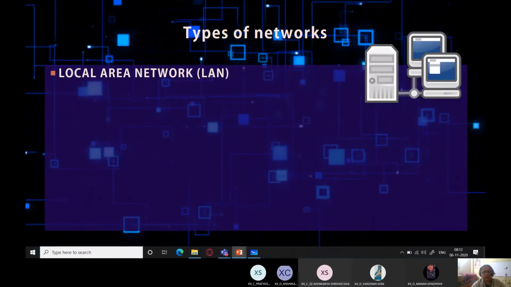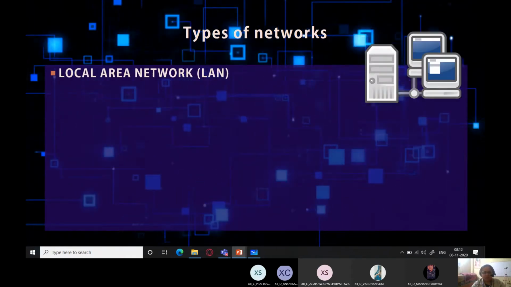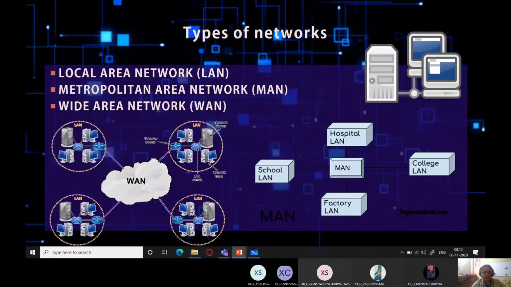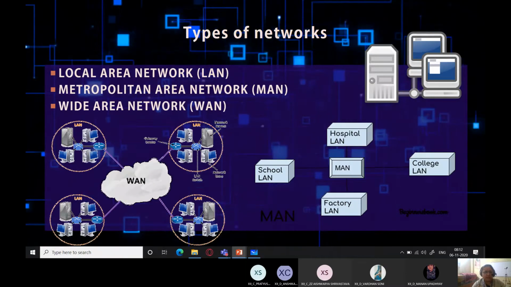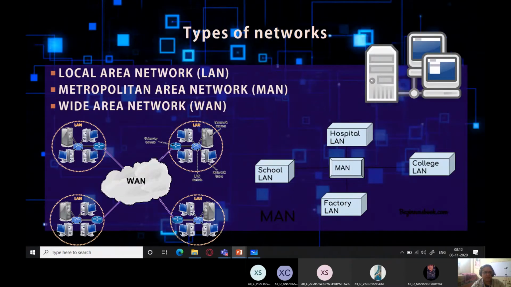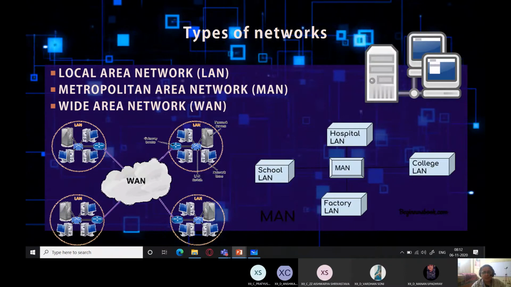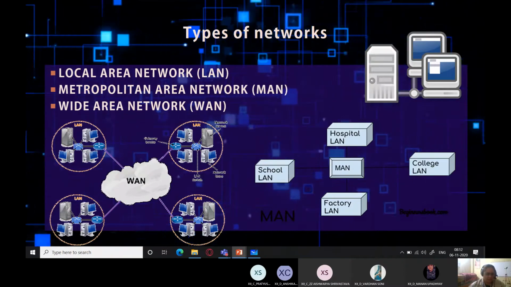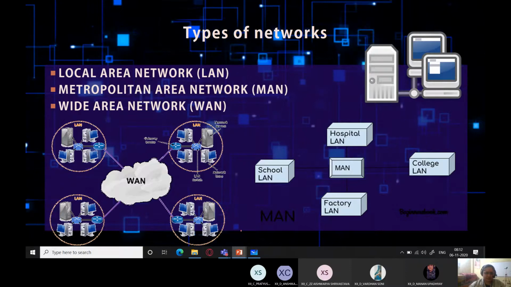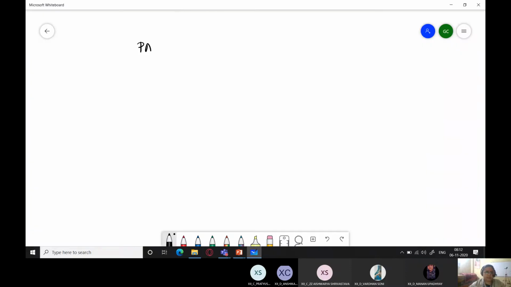Yes, so today we start with types of networks. These are things you have been studying from your very early days, right? From very small classes. That is types of networks: LAN, MAN, and WAN. And apart from this, you also have PAN, that is personal area network.